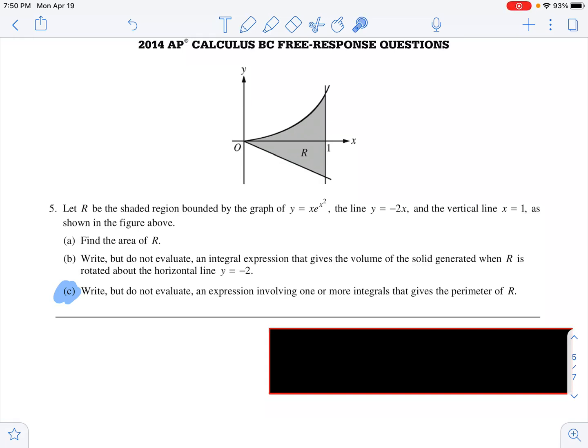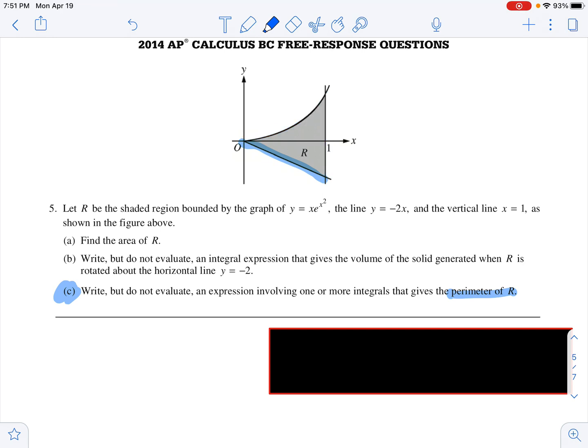For this question, we're doing part C of 2014, number 5. It says, write but do not evaluate an expression involving one or more integrals that gives the perimeter of R. So we're looking for the perimeter of R. Of course, it's going to be this blue part, this vertical part, and then the curve. The first two parts are really extremely straightforward.